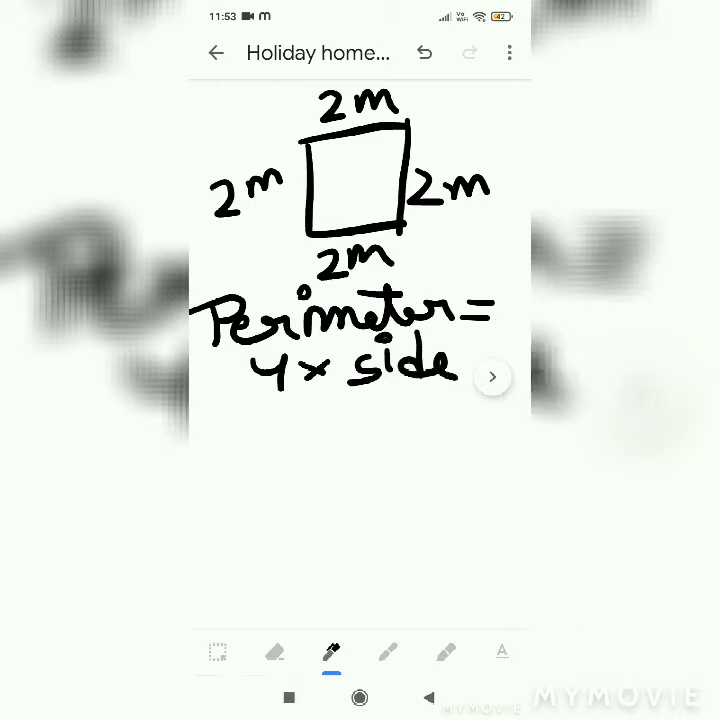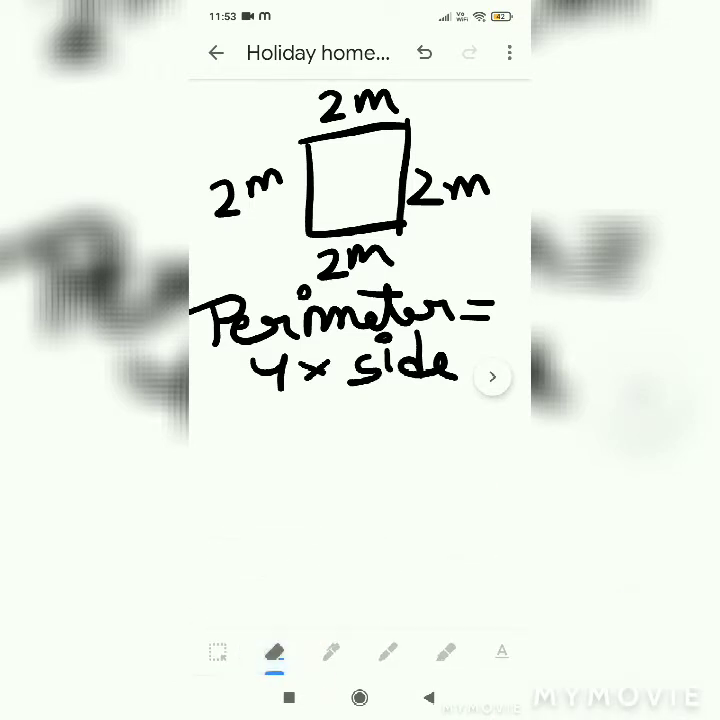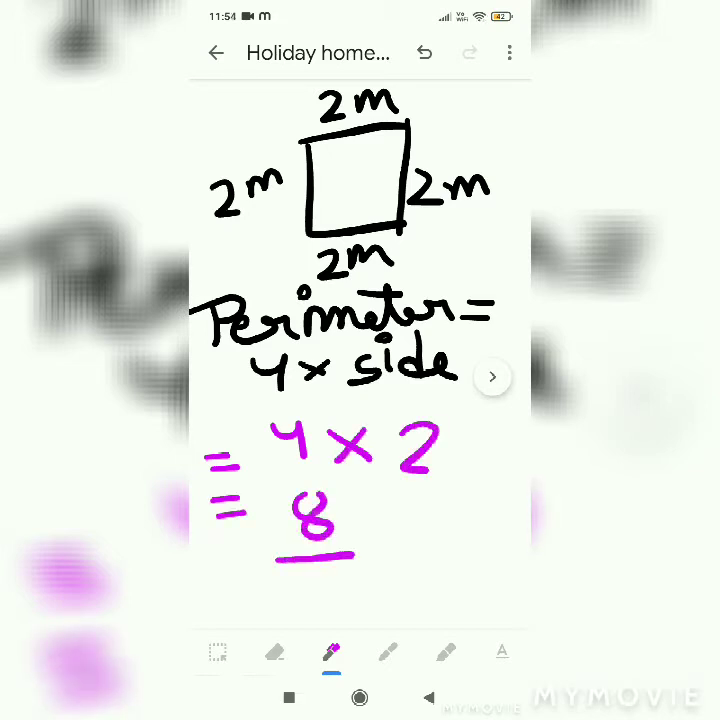Now I'm set to take out the perimeter of the square. So what I will do? I'll simply do 4 into 2. So 4 2s are 8. So 8 meter. And now I'll not put square meter, I'll only put meter, because in case of perimeter we will not put square, we'll only write the unit, that is 8 meter. I hope you're clear with square.